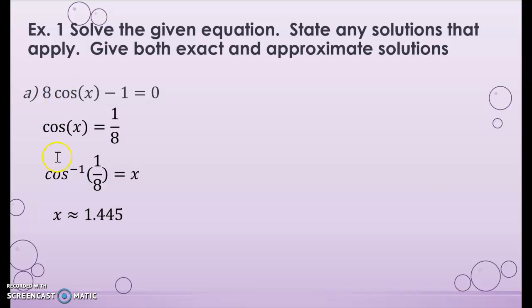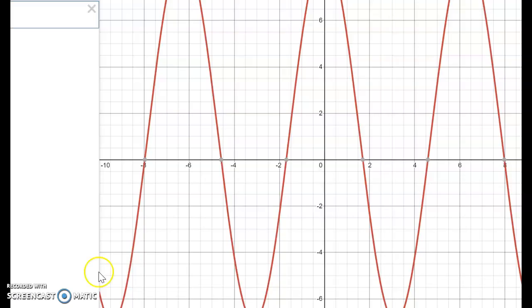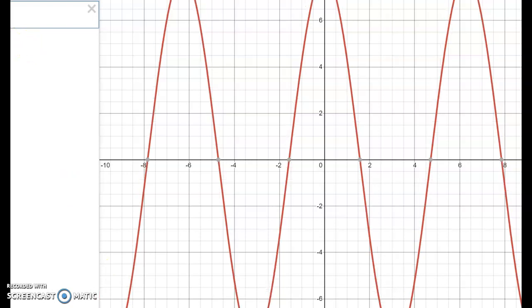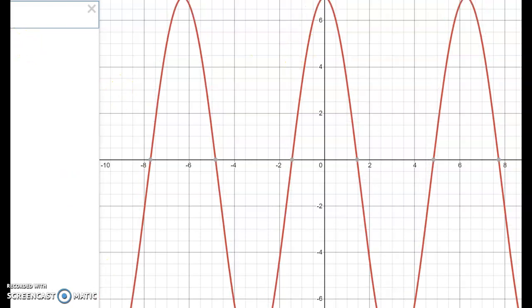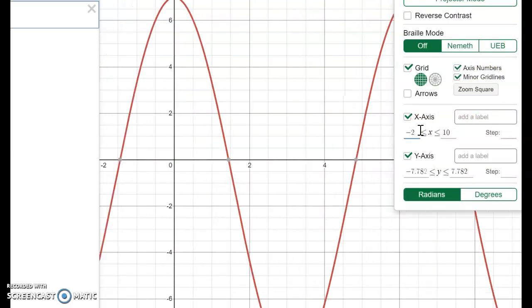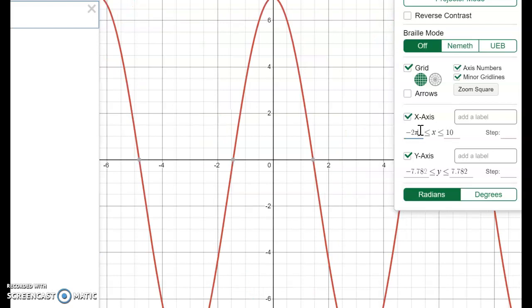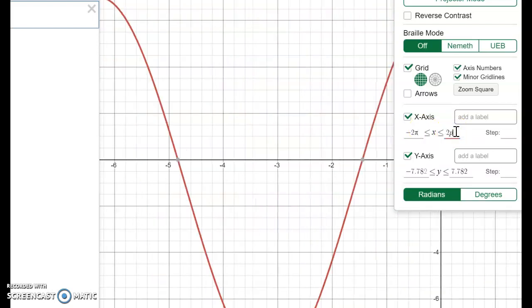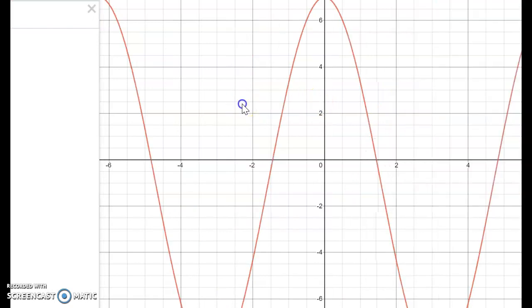Now, if we remember what a cosine graph looks like, minus 1, it looks like something like this. So let me rephrase my domain. I'm going to go from negative 2 pi to 2 pi, which gives me a total of 2 periods.